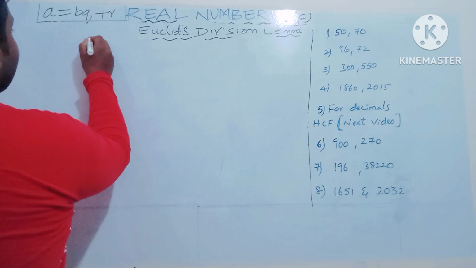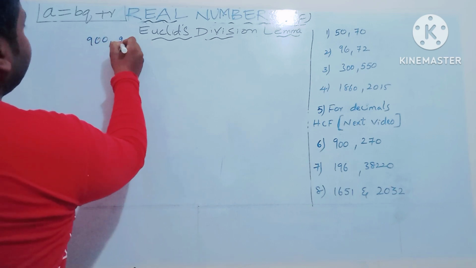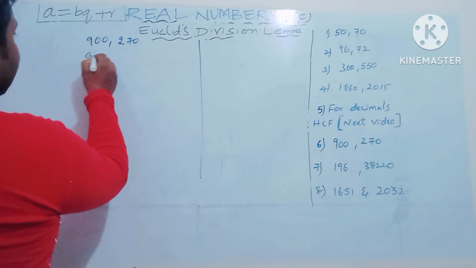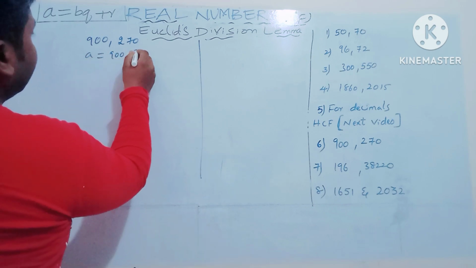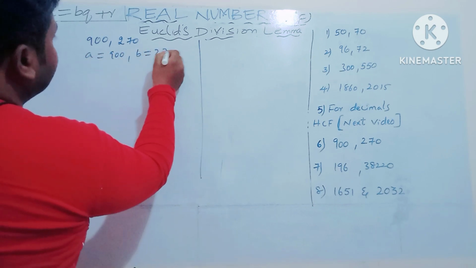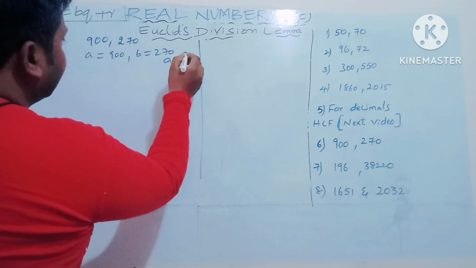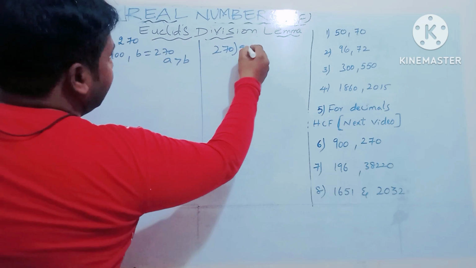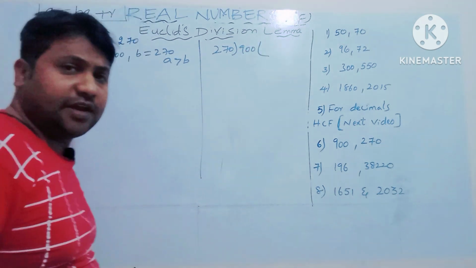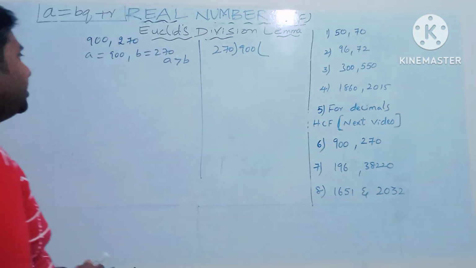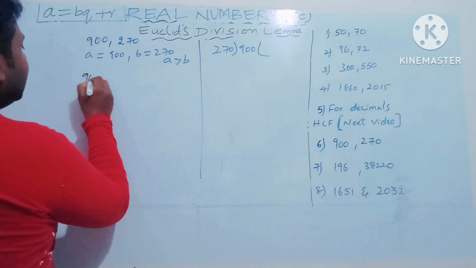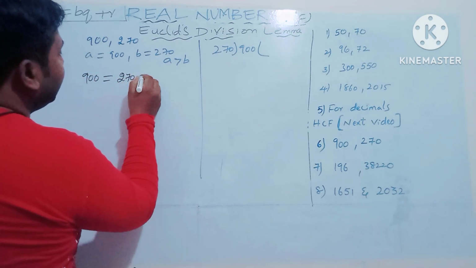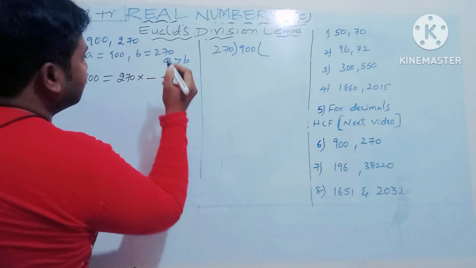Hope you have understood. Now 900 and 270. I can take A equals 900 and B equals 270, because every time A is greater than B. So I can take 270 as the divisor of 900. Then 900 equals 270 into something plus something.